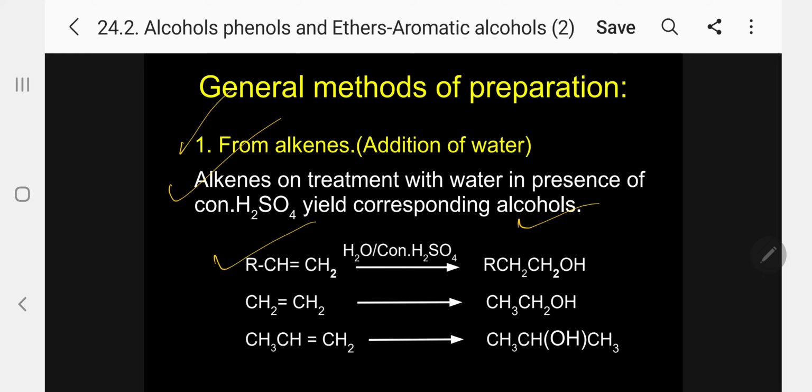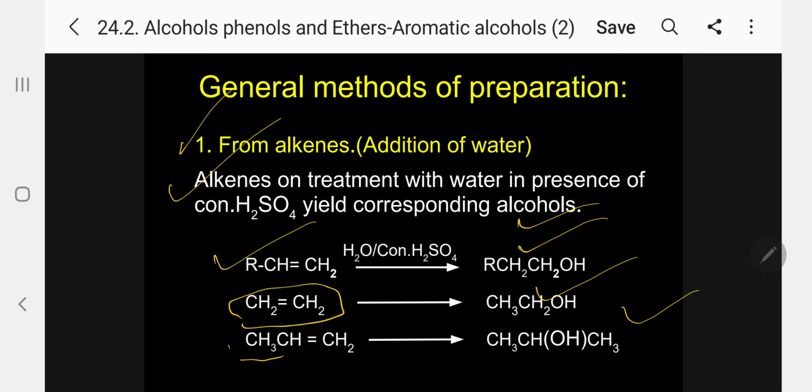The general formula RCH=CH2, water and concentrated sulfuric acid giving the corresponding alcohol RCH(OH)CH3. Kindly follow. Suppose R equals H, it is ethylene, so the corresponding product is ethyl alcohol. R equals CH3, kindly follow, it is 2-propanol, isopropyl alcohol.